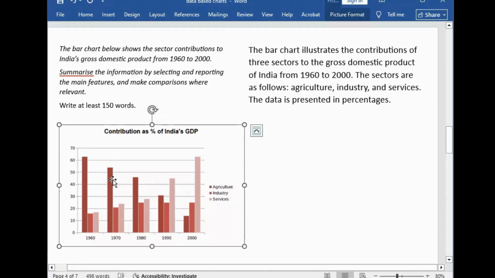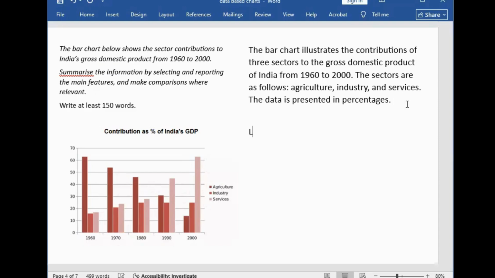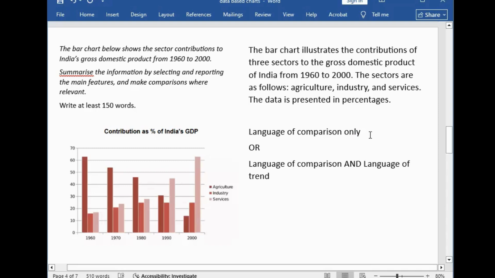I will use something called language of trend. Now, let me just say something quickly about that. Whenever it comes to bar charts, pie charts, table, or combination charts, you can either use language of comparison only, or you can use language of comparison and language of trend. These are the two possibilities that can help you to write a qualitative report.